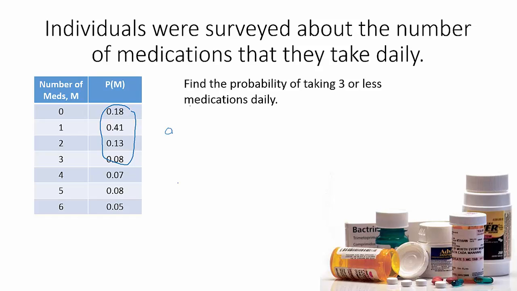So 0.18 plus 0.41 plus 0.13 plus 0.08. I'm going to my calculator to do that, and when I plug all of those into my calculator, I get an answer of 0.8. And that tells me 0.8 is the probability of taking 3 or less. So when I'm looking at a random variable and its probability distribution, these probabilities are given to me, and they can be added to answer a question.